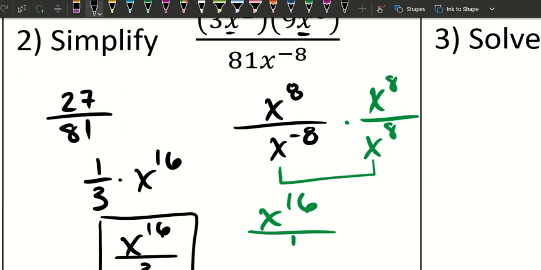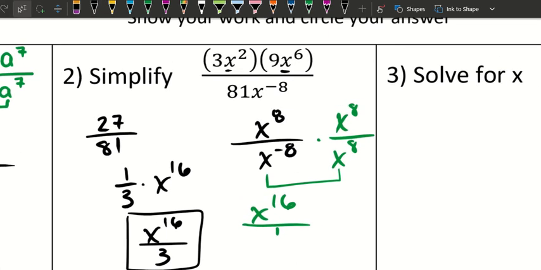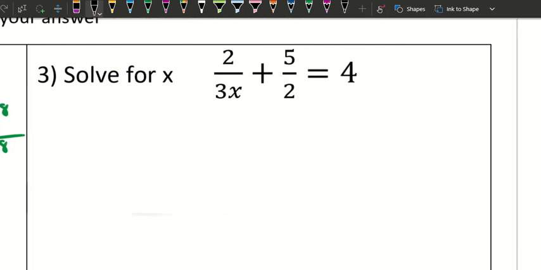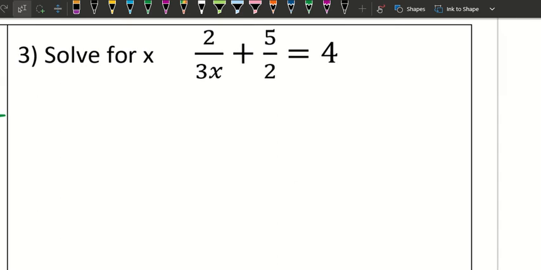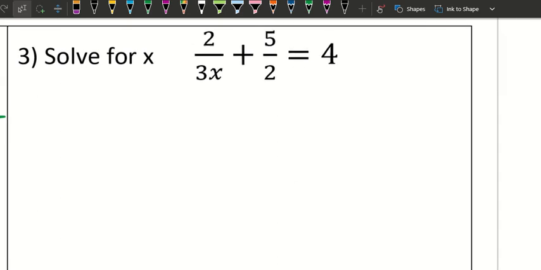Again, please appreciate what you've done. You've taken complexity in this particular monomial and you've reduced it so that now this is something easier for us to deal with. Number 3, solve for x. There's a beautiful example of a solving technique that we call Fractionbusters.